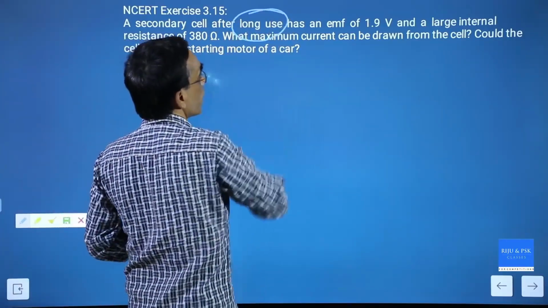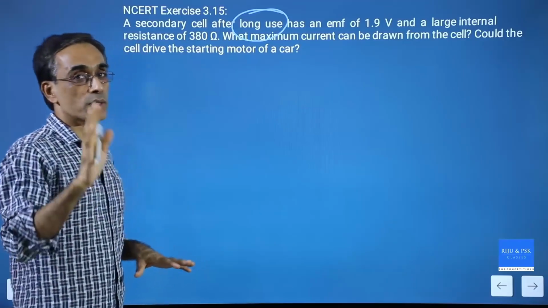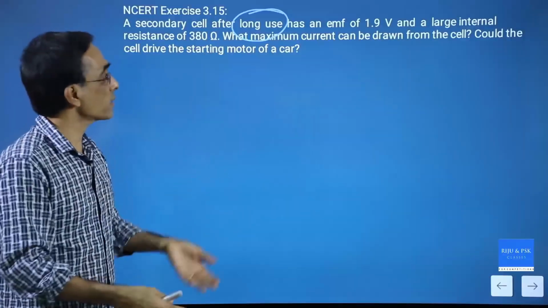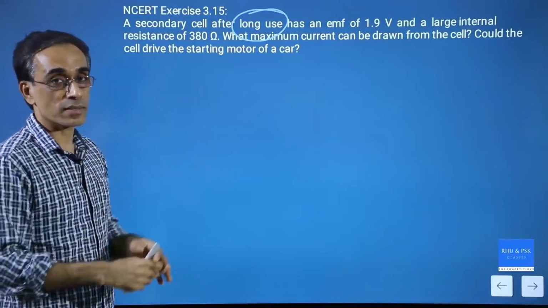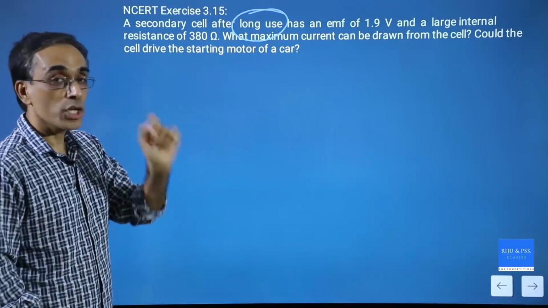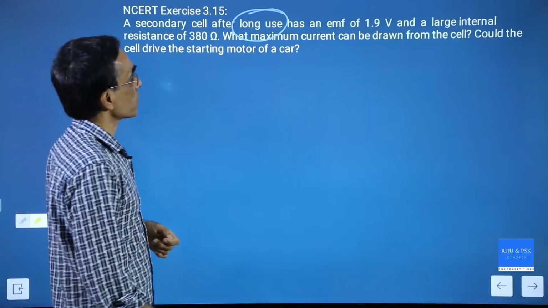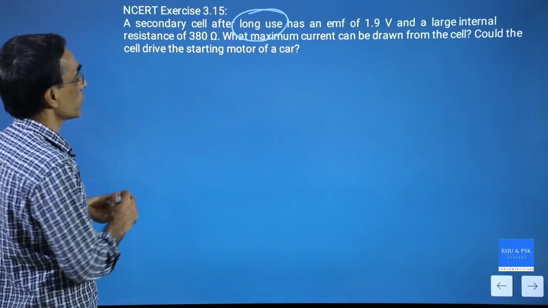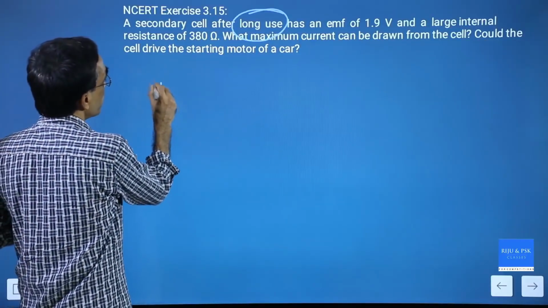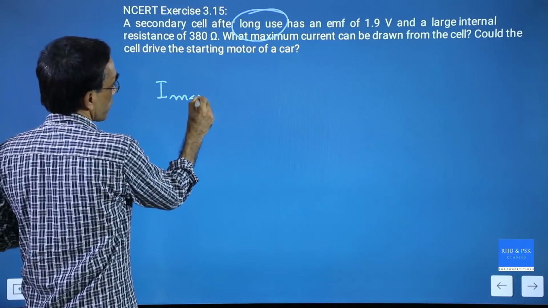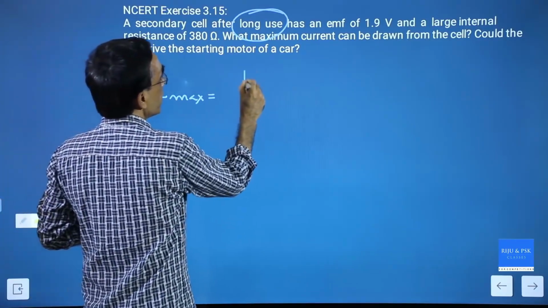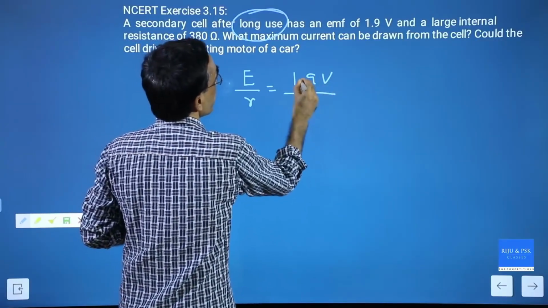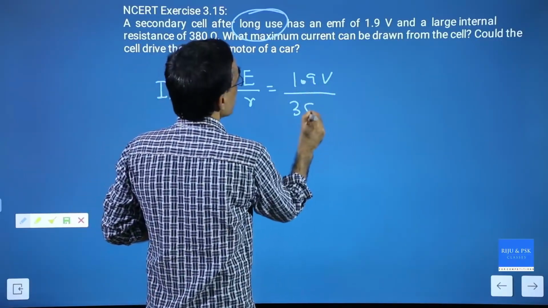I told you in the last class that the internal resistance of a cell depends on its age. As the cell ages, internal resistance increases. Old cell, high resistance; new cell, low resistance. This cell's EMF is 1.9 volt but it has a large internal resistance of 380 ohm. What is the maximum current that you can draw from the cell? Now, I maximum equals EMF divided by internal resistance, which is 1.9 volt divided by 380 ohm.